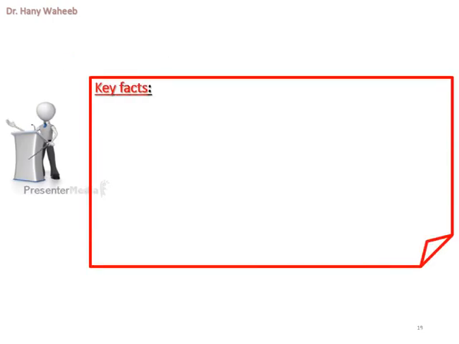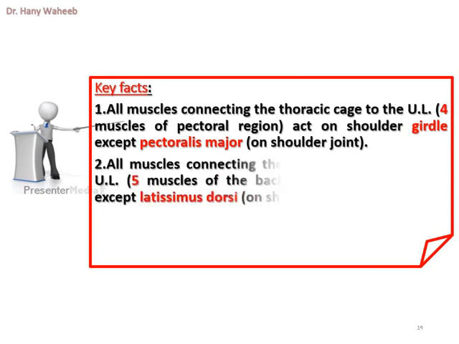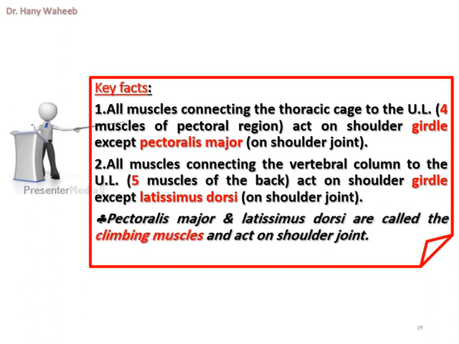Key facts. All muscles connecting the thoracic cage to upper limb, 4 muscles of pectoral region, act on shoulder girdle except pectoralis major, on shoulder joint. All muscles connecting the vertebral column to upper limb, 5 muscles of the back, act on shoulder girdle except latissimus dorsi, on shoulder joint. Pectoralis major and latissimus dorsi are called the climbing muscles and act on shoulder joint. All scapular muscles, 6, act on shoulder joint.